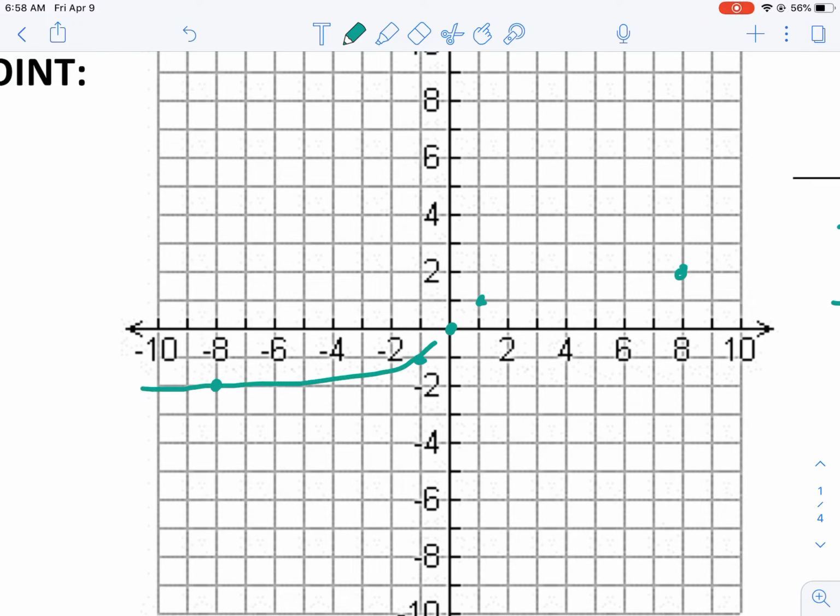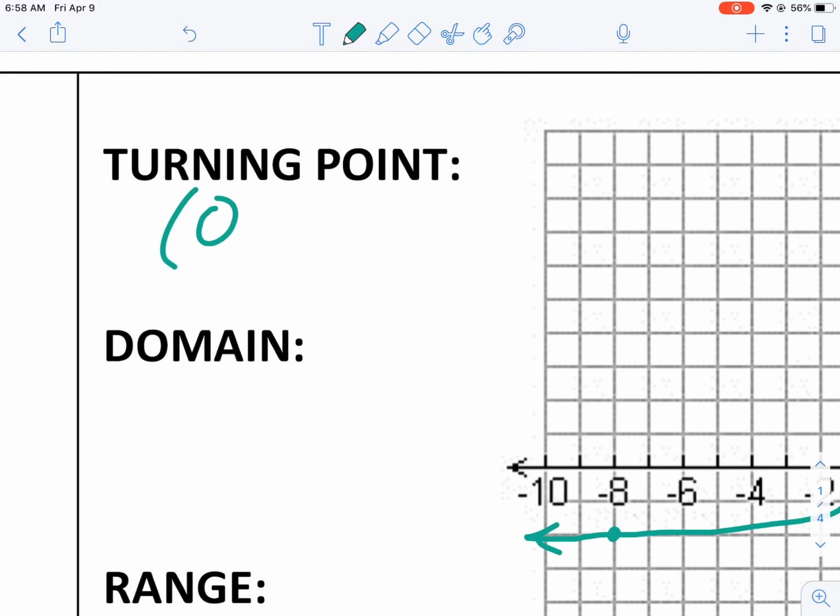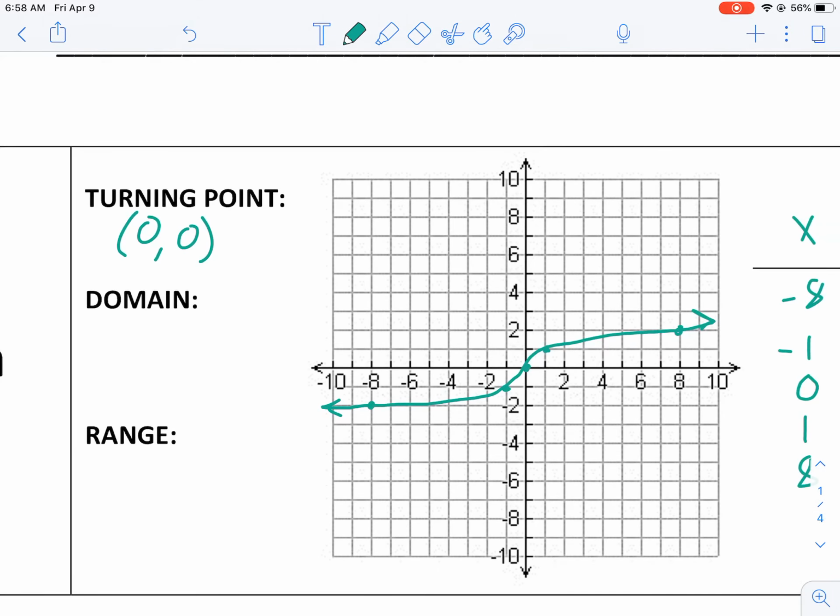If you know these 5 points, then it makes it really easy to graph because you can just move this around. The point in the middle at 0, 0 is what we call the turning point. It's the point where the cubic slides like that.